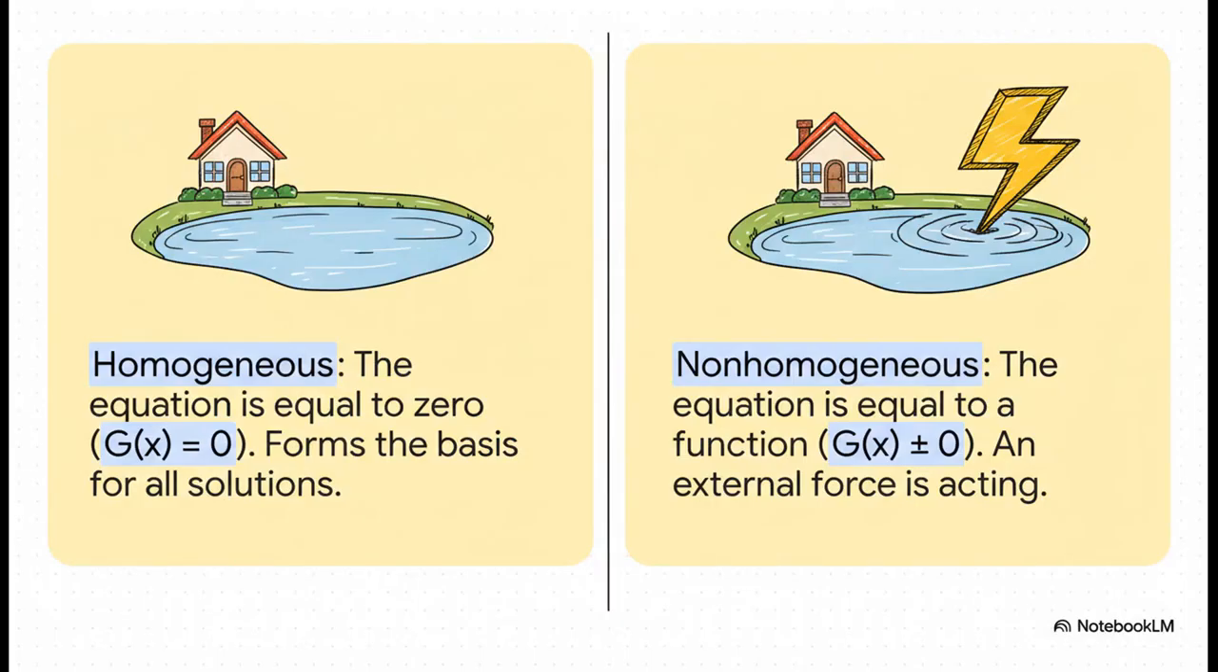So this right here is a really crucial distinction. When that g of x is 0, we call the equation homogeneous. You can think of it as the natural, undisturbed state of a system. But when g of x is not 0, it's non-homogeneous, which just means there's some kind of external force acting on the system. Now, to solve the more complex, non-homogeneous cases, you first have to get really good at the homogeneous blueprint. And that's exactly what we're going to focus on today.